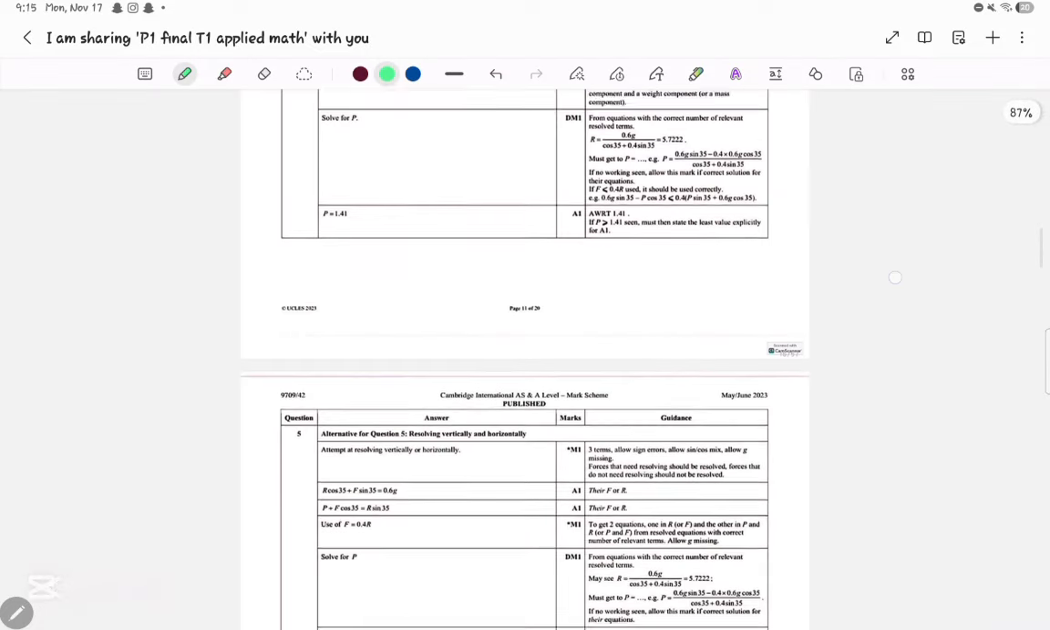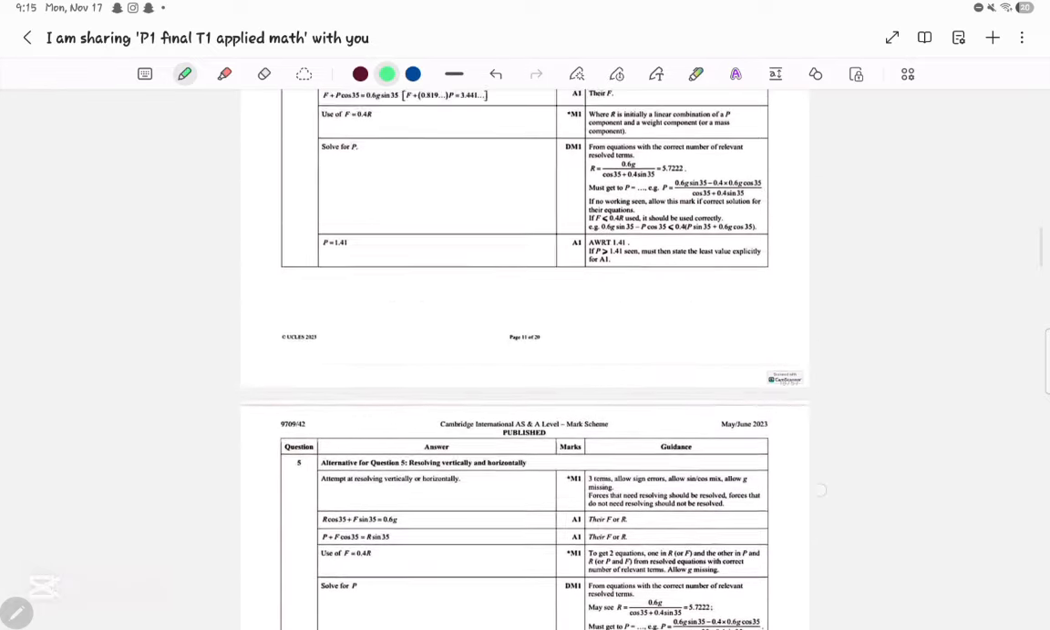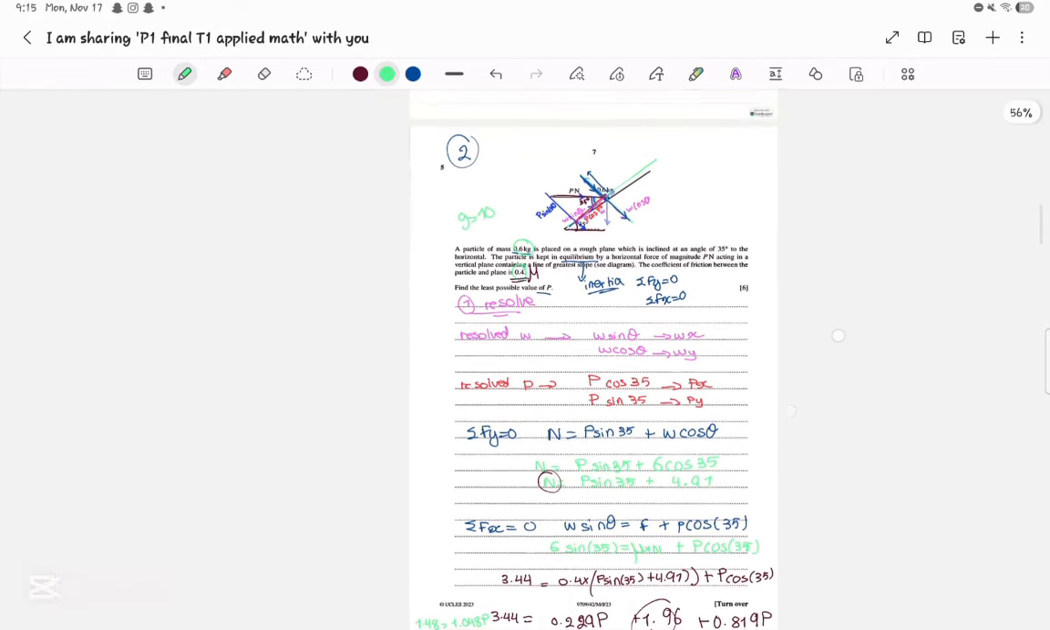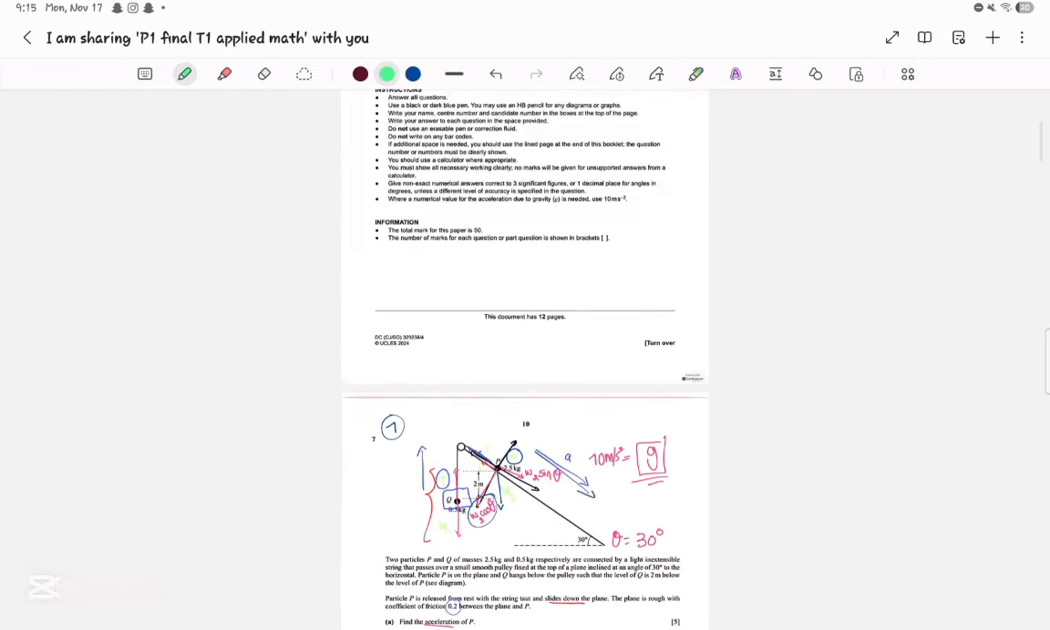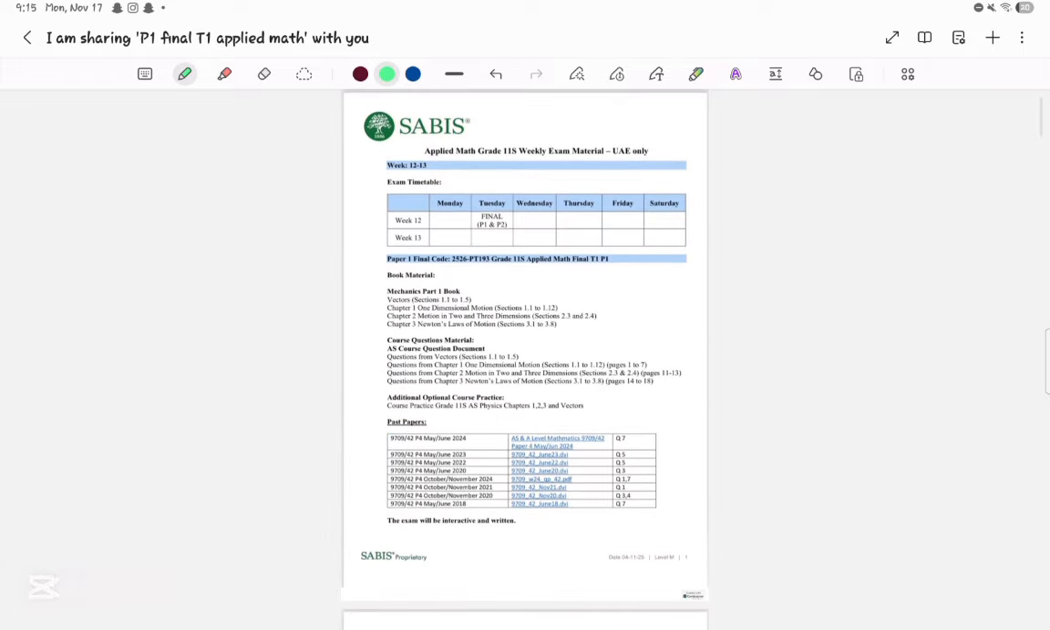Here's the answer key. Okay, this is my solving. And this is the first 2 questions of the past papers. There's still 8 more to go, and see you in the next video.